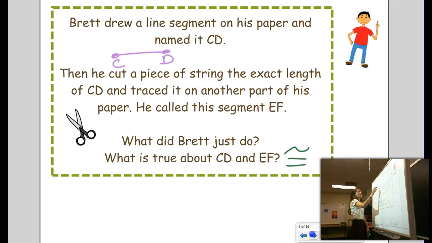CD, then he got a piece of string, he measured CD, and then somewhere else on his paper, he put that same exact length and called it EF. What did he do to that segment? Transfer, but I'm looking for a different word. They're not collinear. That's a C. It's a really simple word. It's not a difficult word. It ends with a Y.